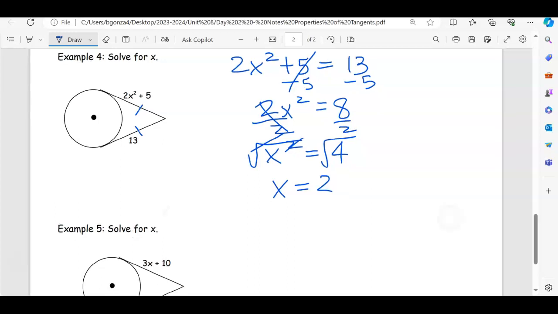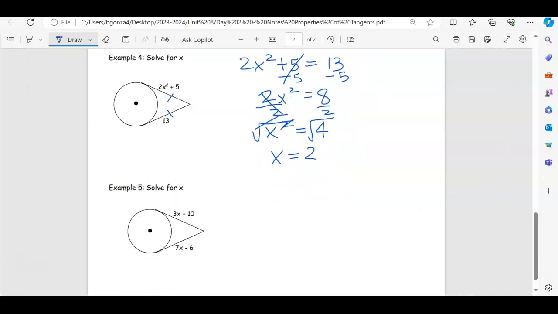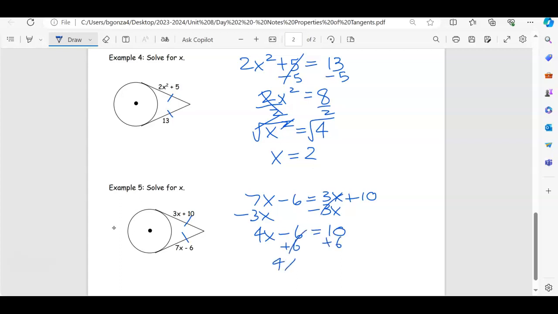Okay. So I think by now you know what to do, but real quick, I'll do number 5. Tangent segments are equal. You set them equal. X is on both sides, so you get rid of the smaller x. Bring down everything else. Get rid of the loner by doing the opposite. And then you get rid of the coefficient by dividing. And you should get 4.